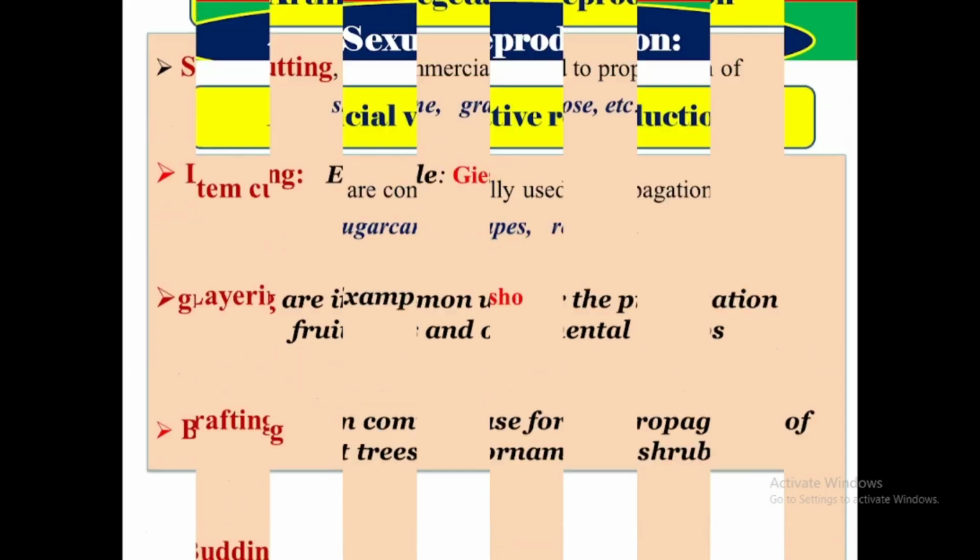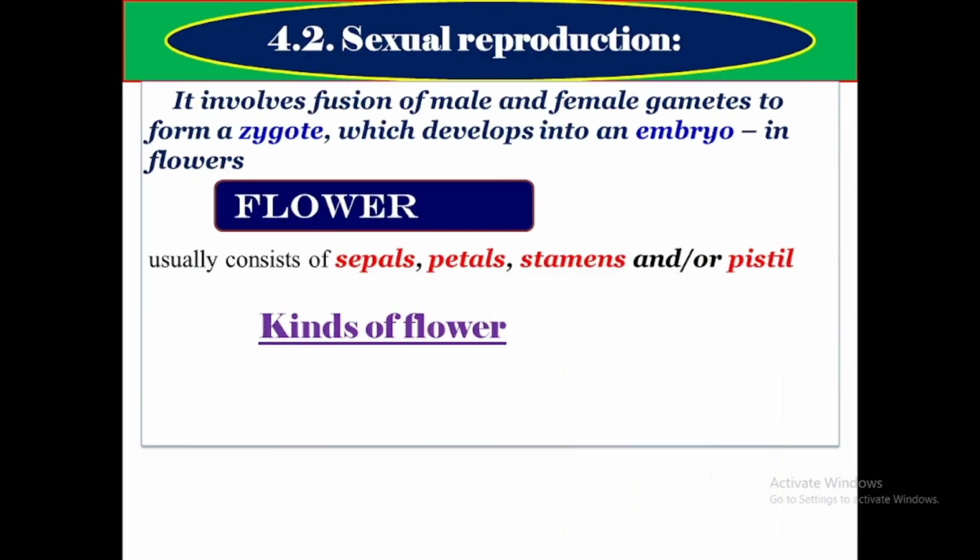2. Sexual reproduction. Sexual reproduction involves fusion of male and female gametes to form a zygote, which develops into an embryo. In crop plants, male and female gametes are produced in specialized structures known as flowers. Thus, understanding flower structure is good for understanding the mode of pollination in crop plants. So let's discuss basic points regarding flowers.